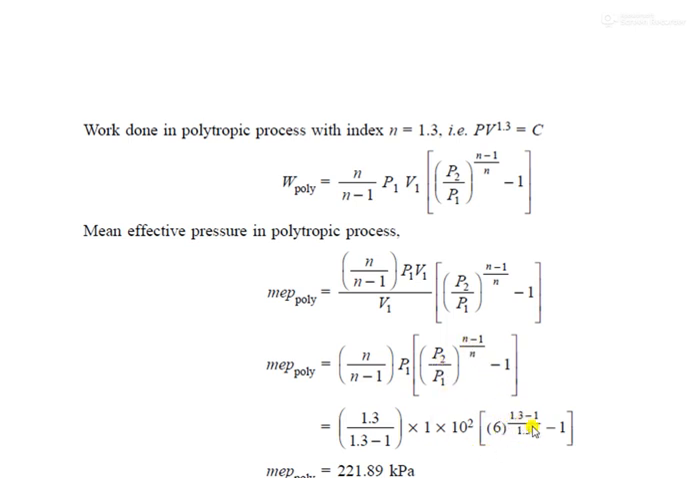is given as 6 and n is given as 1.3, right? And P1 is 1 bar, so we'll be converting it into kilopascal, you can say. So the value of n is 1.3, and this will be the value of mean effective pressure considering the process to be polytropic. So 221.89 kilopascal would be the answer.